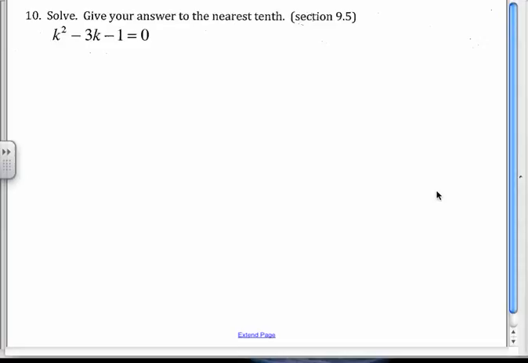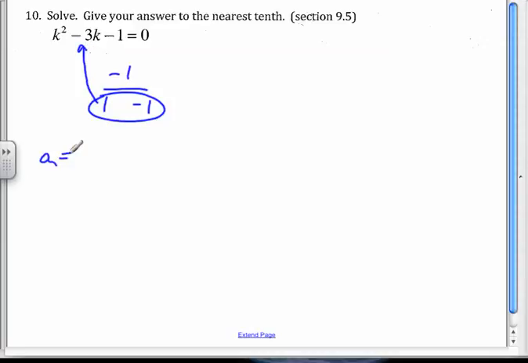Okay? But looking at negative 1, the factors of negative 1 are 1 and negative 1. These two things multiply to give me negative 1, but they do not add to give me negative 3. So there's no way to factor this thing. It's prime. I'm going to have to use the quadratic formula. Okay? So there you go.